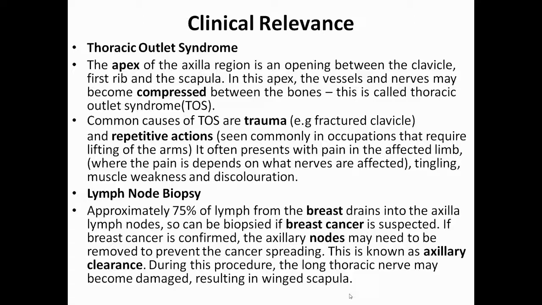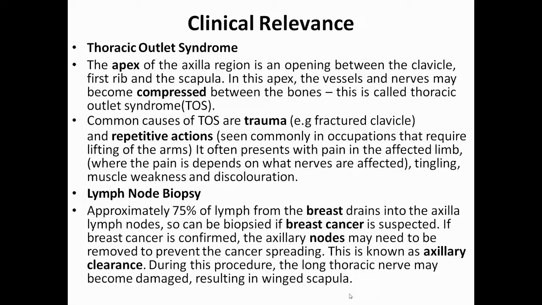Now we'll see the clinical pathology. Thoracic outlet syndrome: at the apex of the axilla region there is an opening between the clavicle, first rib and scapula. In the apex, the vessels and nerves may become compressed between the bones. This is called thoracic outlet syndrome. Common causes are trauma and repetitive action, commonly occurring in occupations that require lifting of the arm. It often presents with pain in the affected limb, where the pain depends on which nerves are affected, and there are symptoms like tingling, muscle weakness and discoloration.